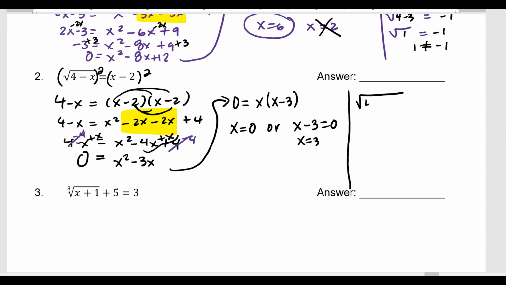So the square root of 4 minus 0, does it equal 0 minus 2? Well, you have the square root of 4 and you have negative 2. So that's not going to work out because we get 2 equals negative 2. But now let's try the other solution, which is 3. So does square root of 4 minus 3 equal 3 minus 2? Well, 4 minus 3 is 1, so the square root of 1 equals 1. Yes, so the only solution for this particular problem is x equals 3.